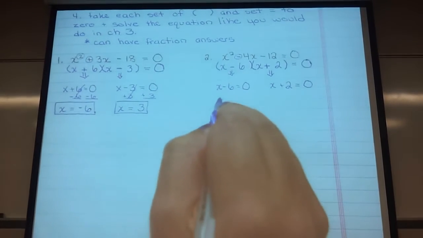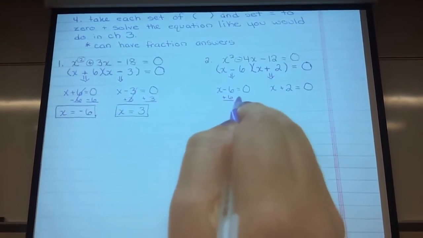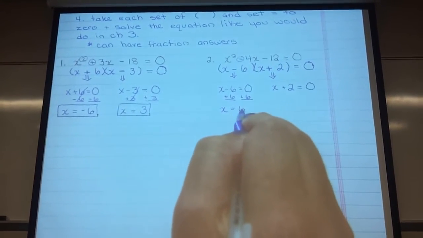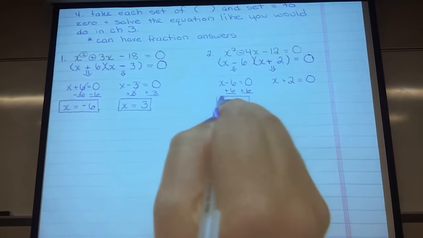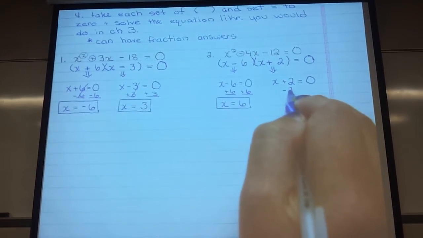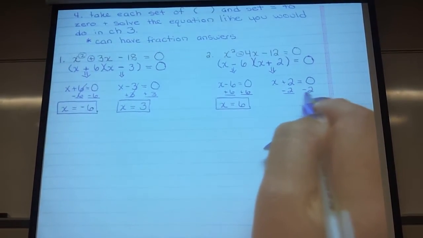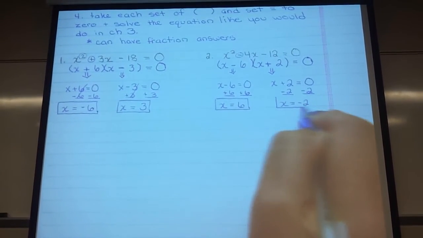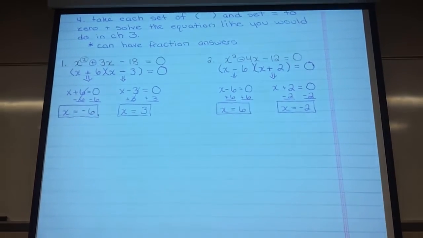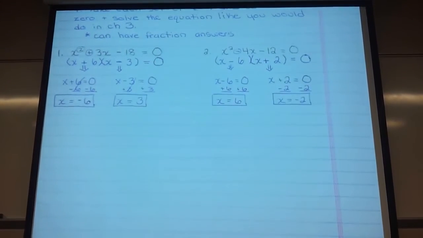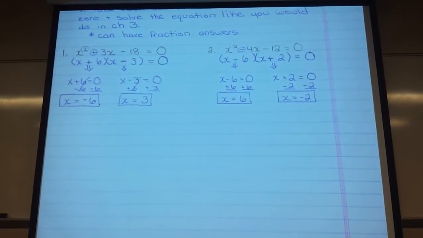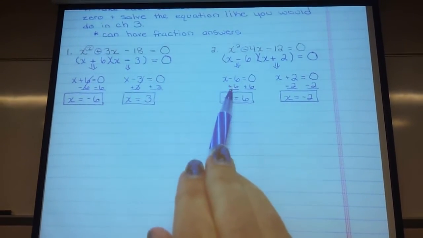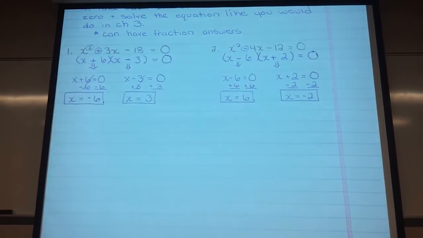I'm hoping you added 6 here. So you get x equals 6. That's your first answer. And then if you subtract 2 from this one, because remember you're doing the opposite sign, you get x equals negative 2. That's your second answer. So it's just one extra little step. Back up on the 6: it's a minus 6, I have to add 6. Got to do what's opposite.